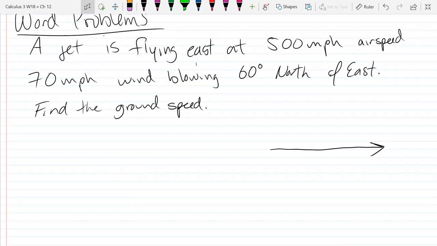So let's go with VJ or VA for aircraft. I'll go VJ for the jet. Let's do VA, so I don't have to think about jet stream. So VA will be the velocity of the aircraft. So it's the air velocity of the aircraft.